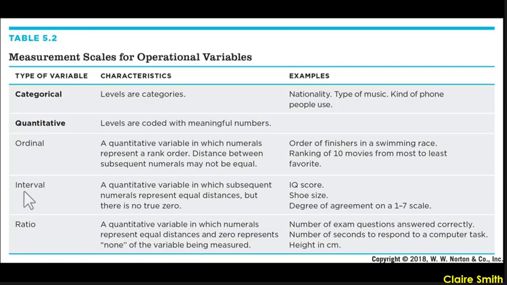Okay, so to sum it up again, we have 2 main types of variables: categorical, which is your categories, such as this stuff, and quantitative, where you have numbers. Okay, and under quantitative, you have your 3 different types of scales.